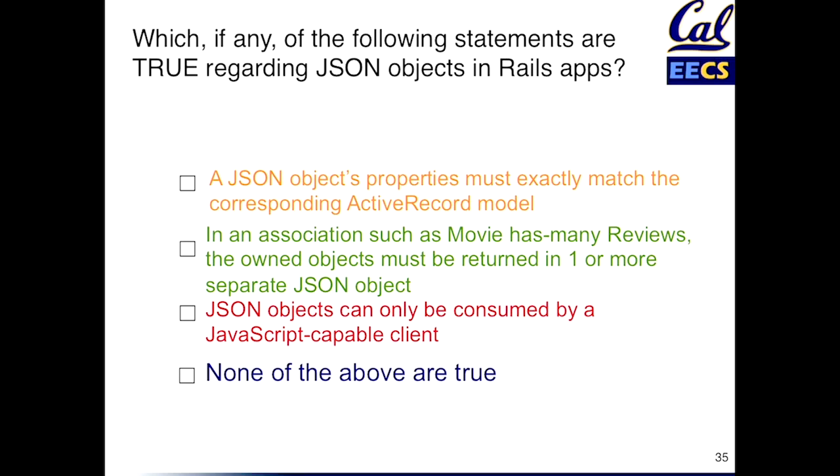If you have an association, like movie has many reviews, the owned objects, in this case the reviews, have to be returned in one or more separate JSON objects. In other words, you can't just have one big blob that includes the owning object and the owned objects. The JSON objects can only be consumed by a JavaScript-capable client, or maybe none of the above are true. Maybe all of these are false, or sometimes false.